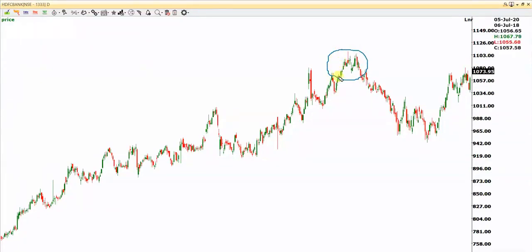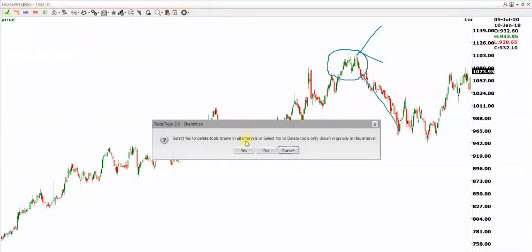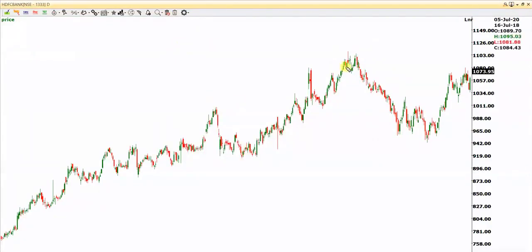So this is just about 50 to 60 points, and the time taken is about 2 months. Now either I expect price to go higher or it should come down, right? So what is happening here? What happened here? The price came down about 15% to the downside.